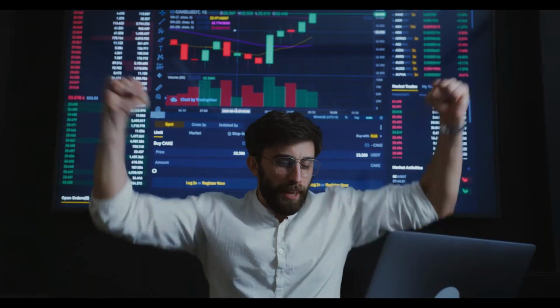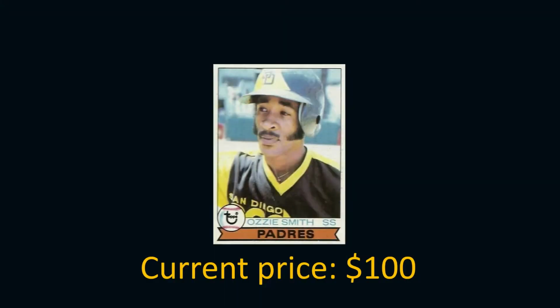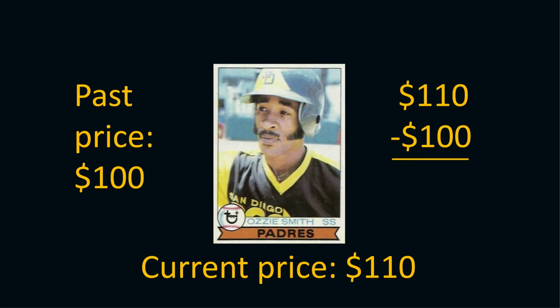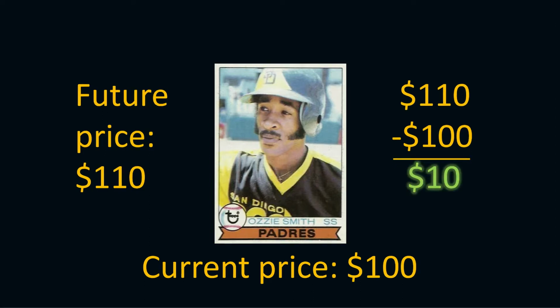Here's an example. You buy a baseball card at $100, thinking that the value or price of the baseball card will rise to $110 in the future. Later, you will sell your baseball card. You and the buyer agree to a price of $110. So you take the now current price of $110, subtract the past price of $100, and you profit by $10.